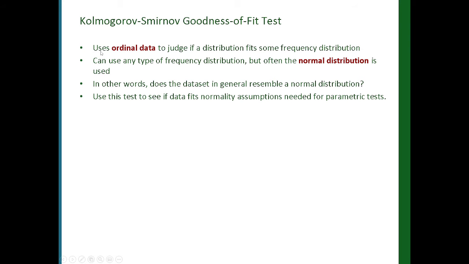So that was the first test. On the second test, what we're doing here is we're focusing on the Kolmogorov-Smirnov approach. So we're using ordinal data to judge if the distribution fits some frequency distribution, such as the Gaussian normal distribution, okay? So if the data set actually resembles normally distributed data.